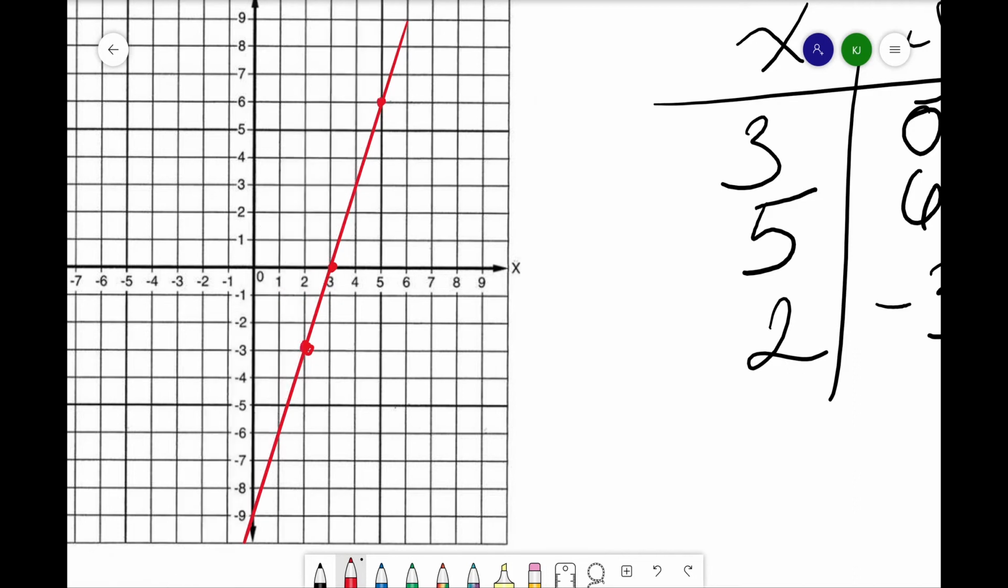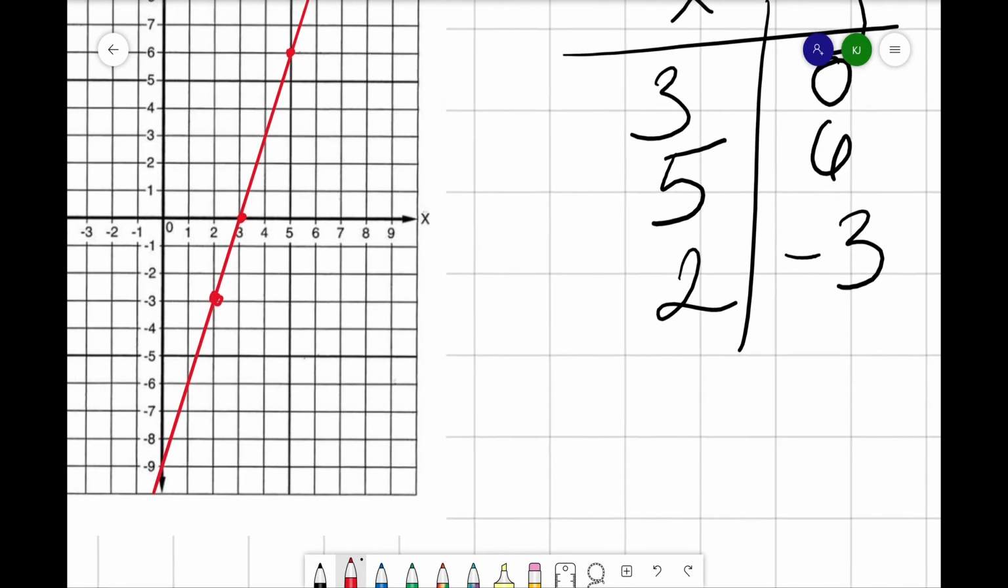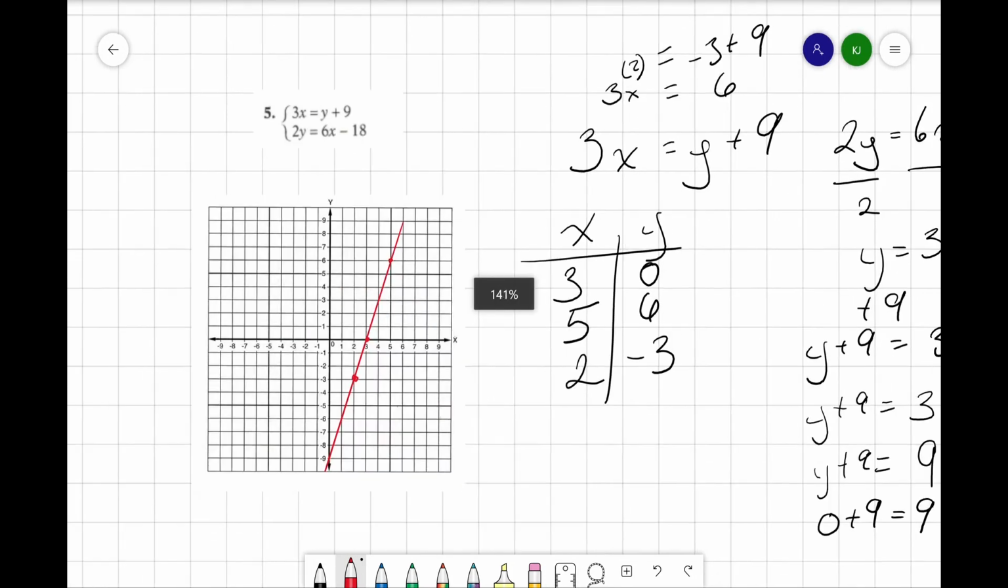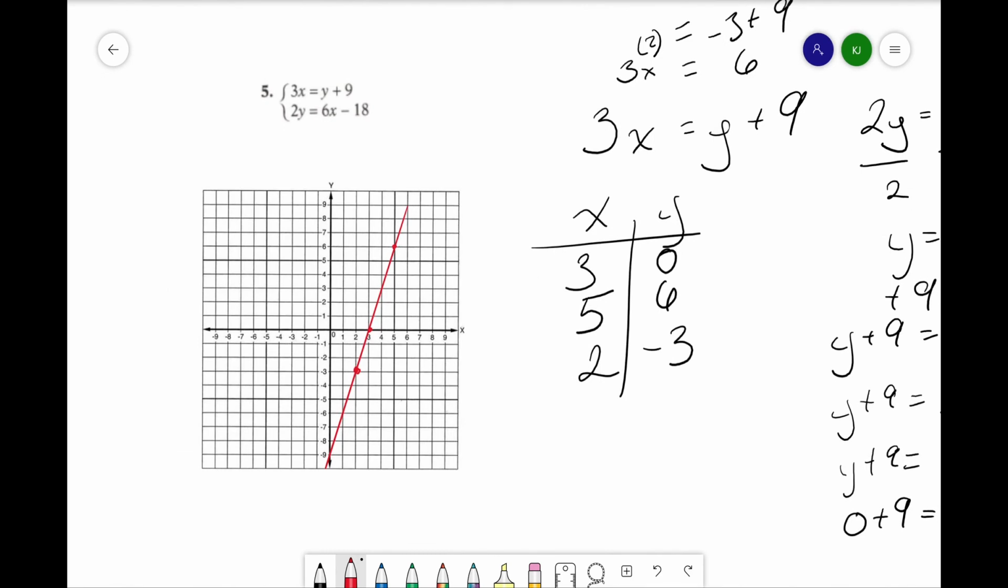So we do indeed have a straight line that satisfies both equations. So when we're labeling this, we need to put both equations on here. So we need to put 3x equals y plus 9, as well as 2y equals 6x minus 18.